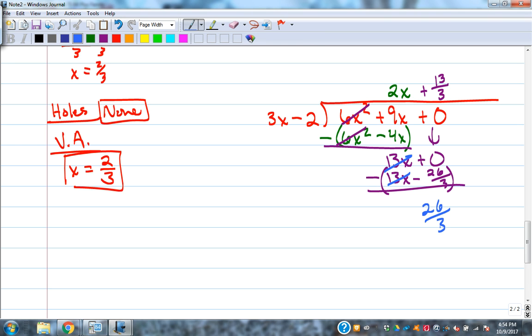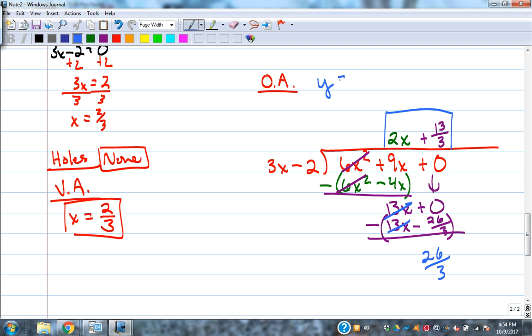You're done after that because you've created a slope-intercept form piece up here. And that's what you need. An oblique asymptote will always be y equals mx plus b. That's our oblique asymptote up here. y equals 2x plus 13 over 3. That's our oblique asymptote.